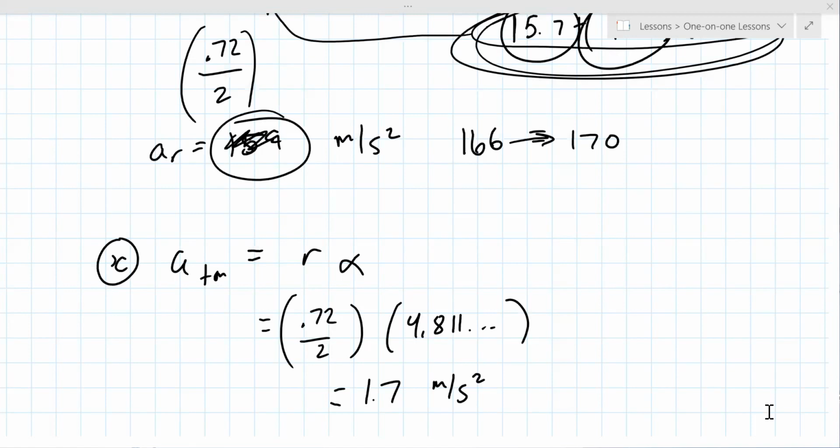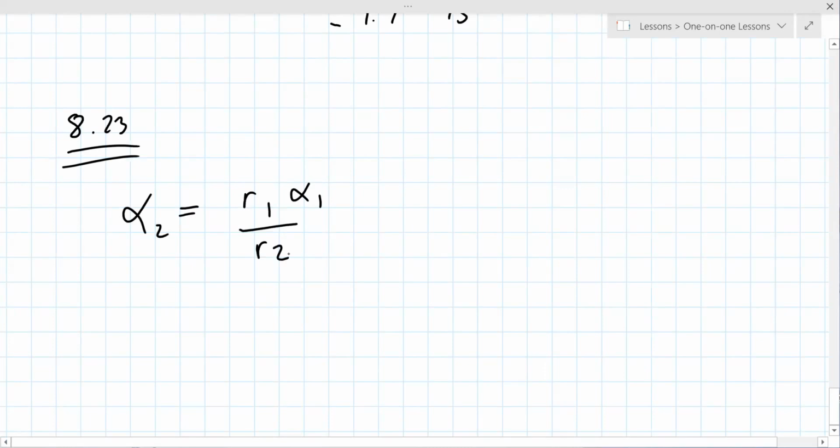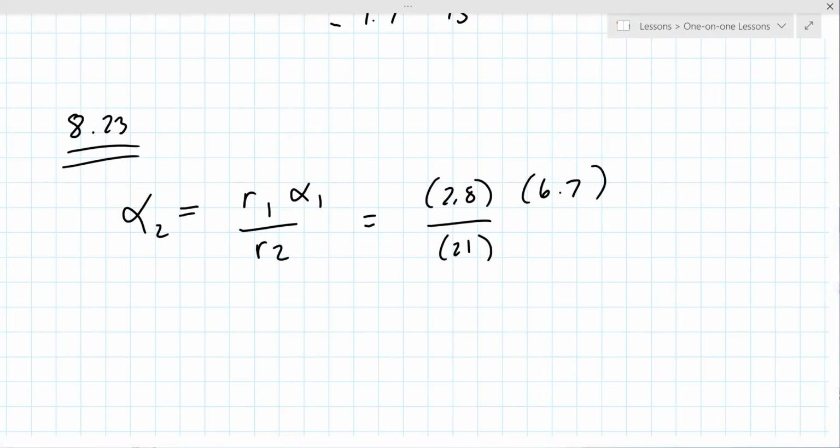All right, so this question here, 8.23. We got alpha equals that. I'm going to cut through as much as I can. Alpha 2 equals R1 alpha 1 over R2. Let's just accept that as being true. When you are finding the ratios, you don't have to convert centimeters to meters. So that's 2.8, that's 21, and then they give you that as 6.7 there. There are a few things that go into getting that value, so go ahead and calculate that, please. Those are all given, so we should be fine on that.